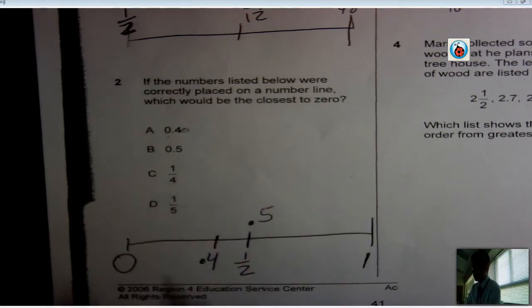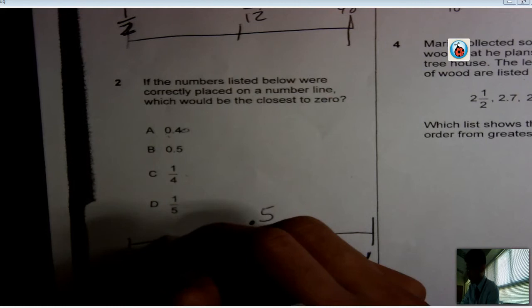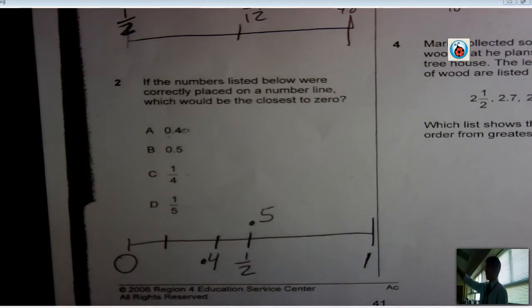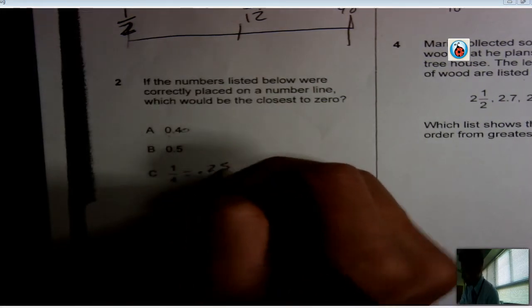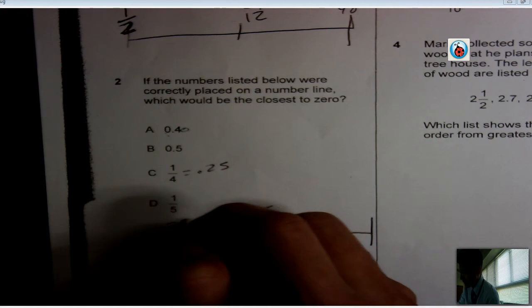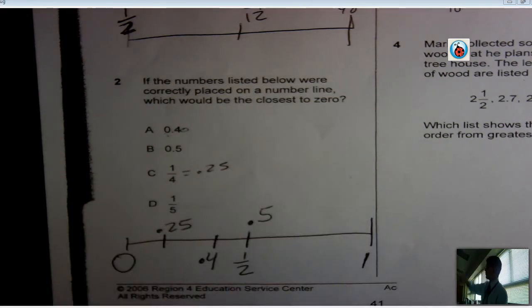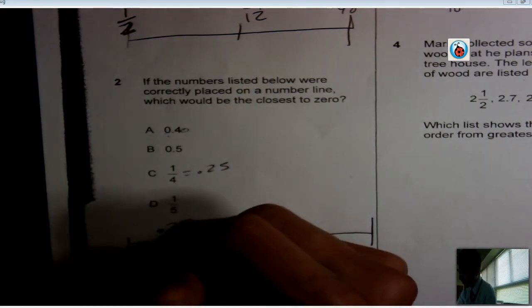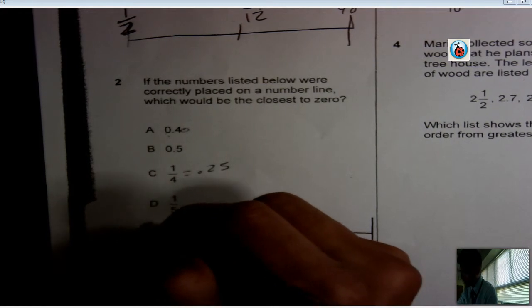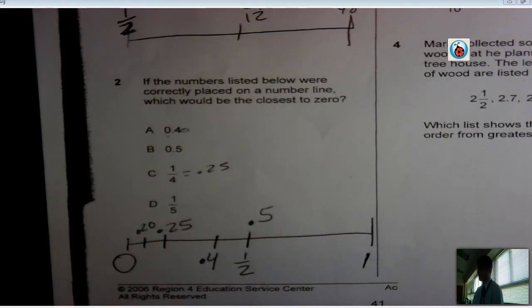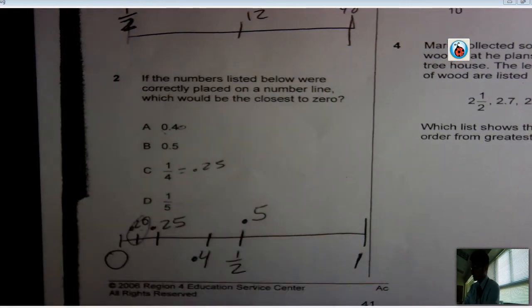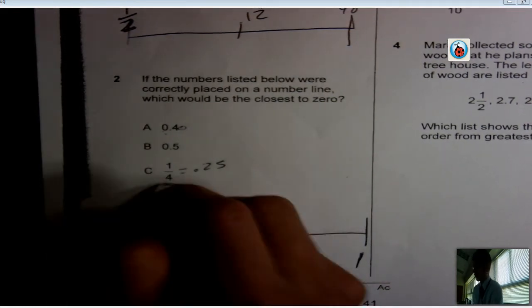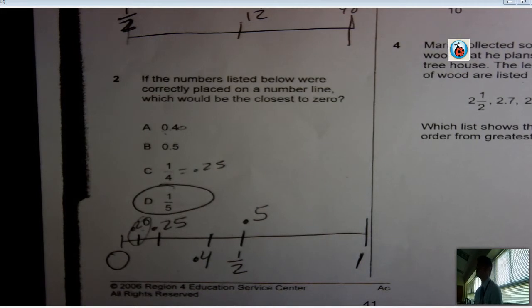That's a half. What about 1/4? How much money is that? Or what decimal is 1/4? You can look on the board over there. 1/4 is what decimal? 25. Yeah, that's 25 cents. So that would be over here. And then how about 1/5? That's also on the board. 20. Okay, so looking at this number line, which one of these is closest to 0? The 1/5, right? The 20 hundredths. So my answer would be D. That one's closest to 0.